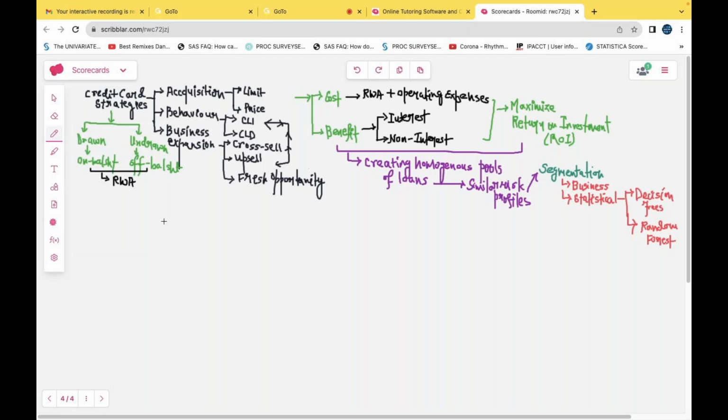Okay, so fair enough. Let's start off. I'll focus on a credit card portfolio. So the point from where we start is the case of an opportunity analysis.